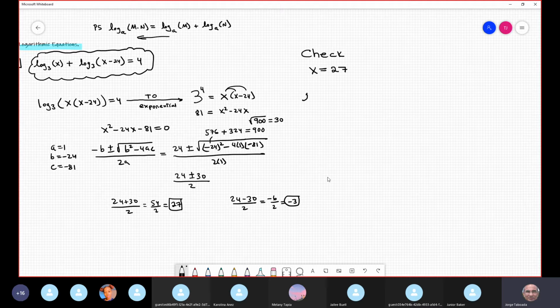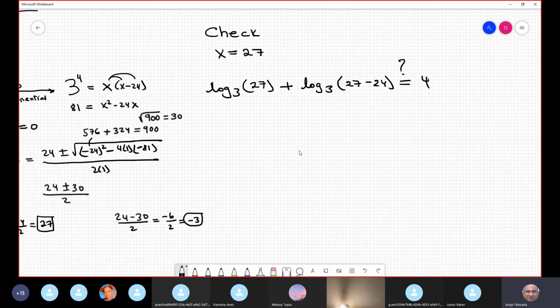I need to manipulate this statement: logarithm base 3 of 27 plus logarithm base 3 of 27 minus 24 should be, I claim, 4. I have no idea if this is a true or false statement. Okay, let me try. Of course, we can use a calculator if you want. Logarithm base 3 of 27, plus logarithm base 3 of 27 minus 24, which is 3. Should be 4. You can put it in a calculator, but the problem is that normally our calculator has a standard base, 10 or e, not 3. Some calculators allow using any arbitrary base, but in this case it's a little bit complicated, maybe.